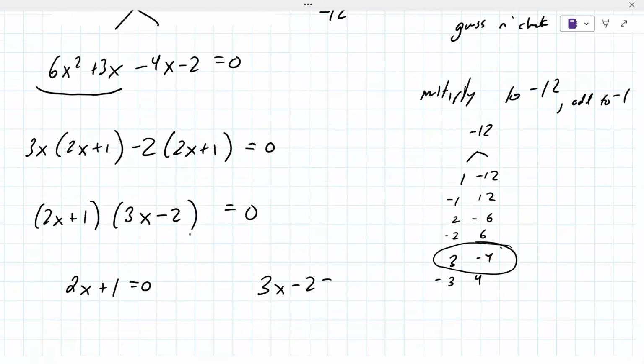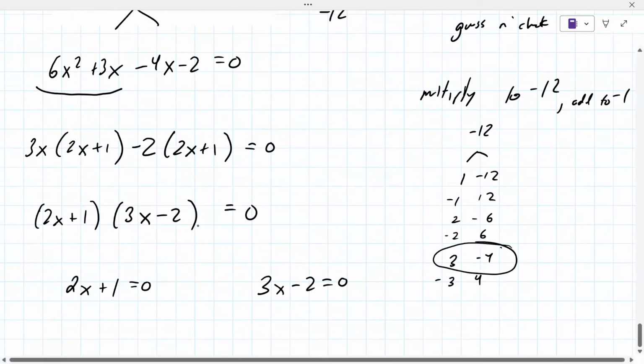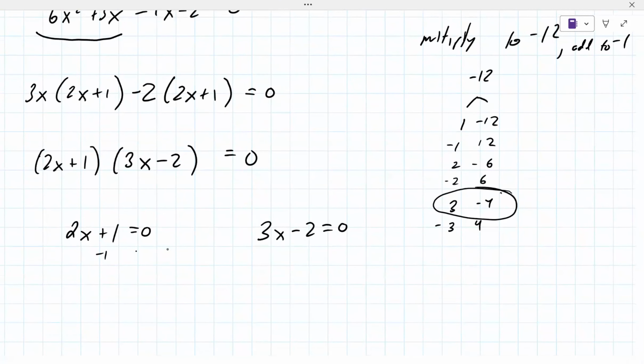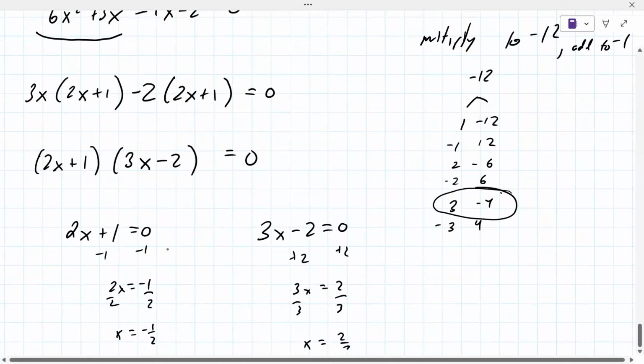I know we're going quickly here. Make sure we get this all done. And then you subtract 1, divide by 2. So x equals -1/2. Add 2, 3x equals 2, divide by 3, x equals 2/3 like that.